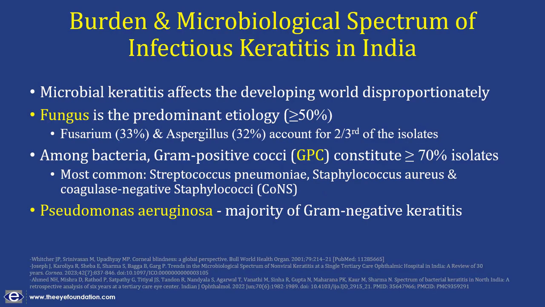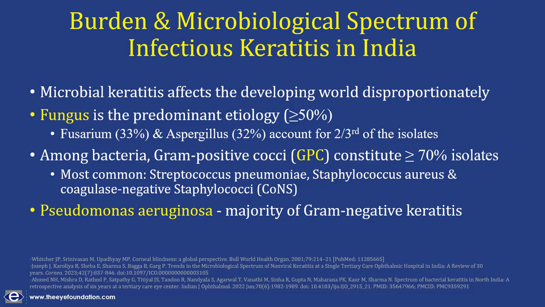So we do know the reason we have a whole day dedicated to corneal infections simply because microbial keratitis is something that disproportionately affects the developing world, the global south. We have an incidence of microbial keratitis at least 10 times as much as in the United States. And in a few recent studies, it has been found that fungus is now the predominant etiology. And among the fungi, Fusarium and Aspergillus formed the vast majority.